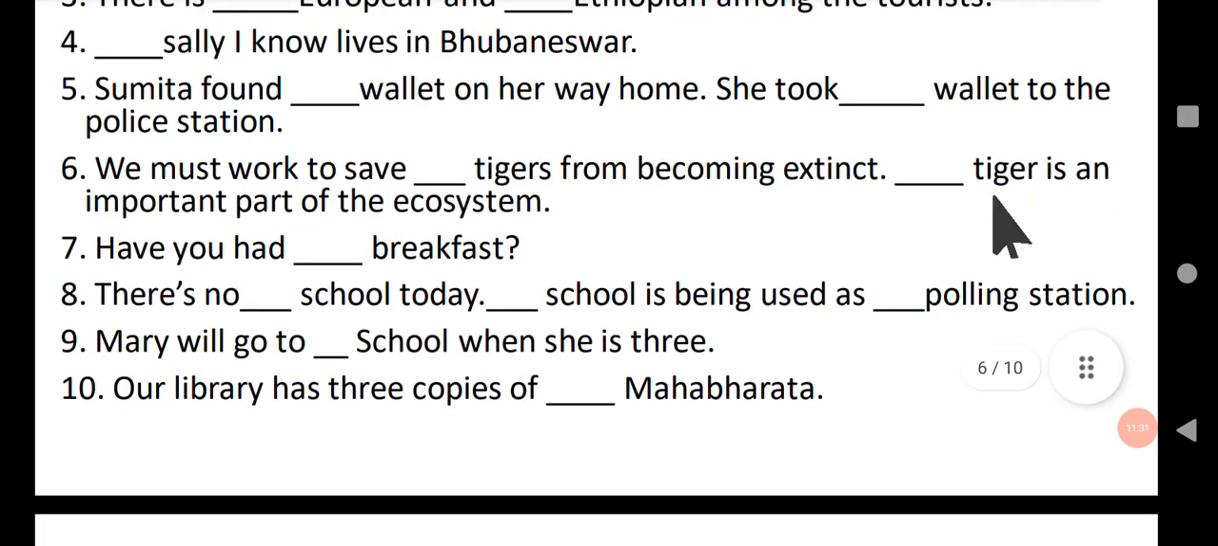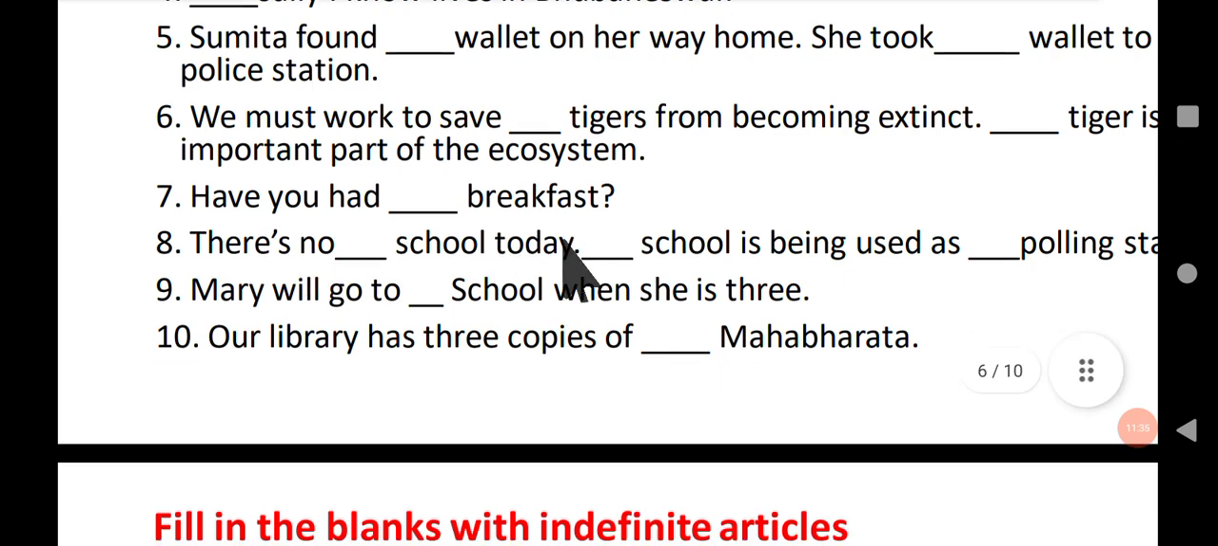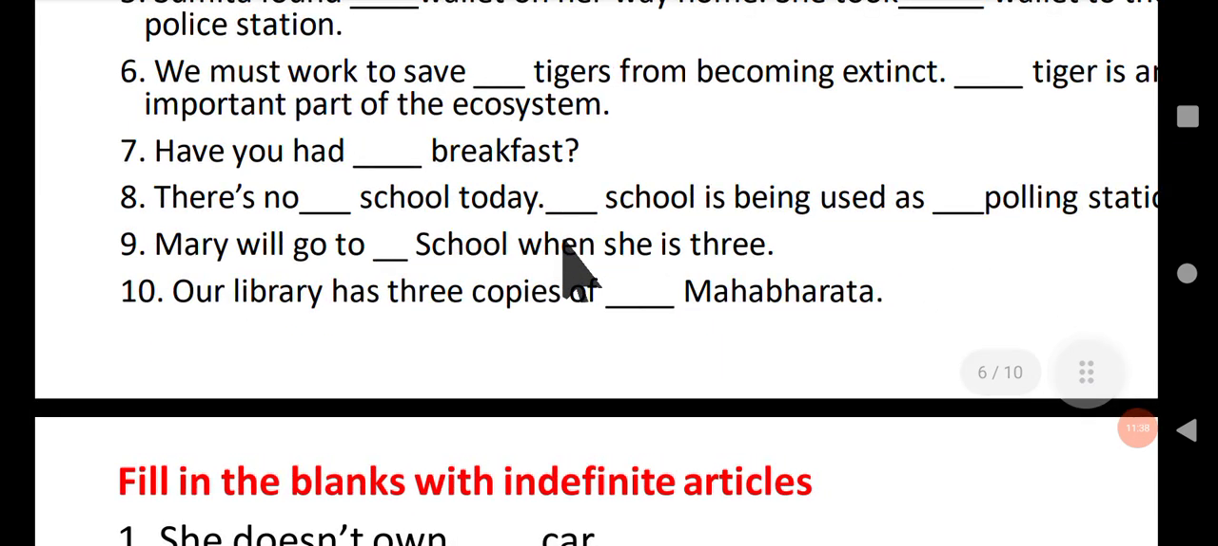Next one, have you had dash breakfast here? Can you say, have you had a breakfast and breakfast, the breakfast? Which particular breakfast? We do not know. Breakfast here is used in the general sense. So you don't need any article here. If you say any a and the, that becomes wrong.